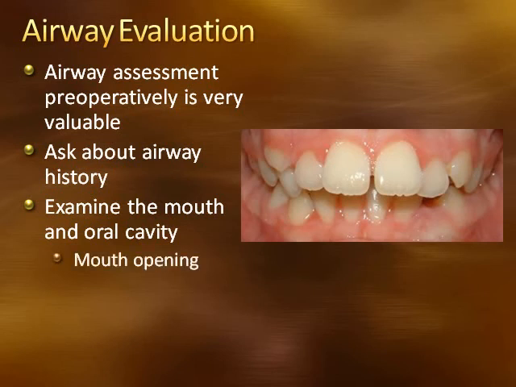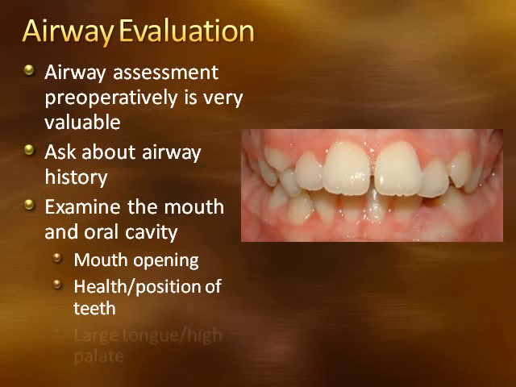Note the extent and symmetry of the mouth opening. 3-finger breaths is optimal. Examine the health of the teeth and document anything loose, chipped, cracked, or missing. A prominent overbite may interfere with the use of a laryngoscope. The size of the tongue should be noted. Large tongues rarely make airway management impossible, only more difficult.